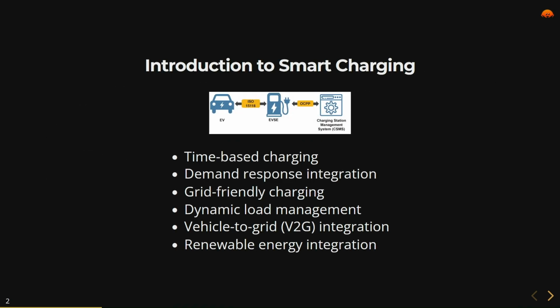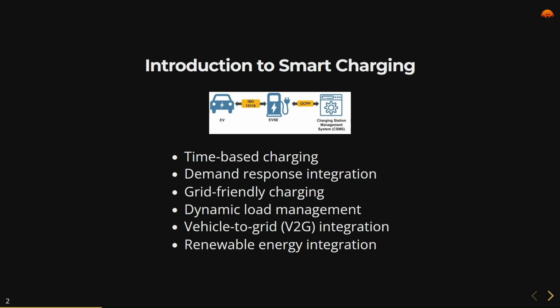Smart charging means an intelligent and optimized approach to charging an electric vehicle. It involves utilizing advanced technologies and algorithms to manage the charging process in a more efficient and effective manner. Traditional charging methods involve simply plugging an electric vehicle into a power source and allowing it to charge at a constant rate until the battery is full. Smart charging, on the other hand, takes into account various factors such as electricity demand, grid condition, and vehicle-specific requirements to optimize the charging process. Some of the key features and benefits of smart charging.